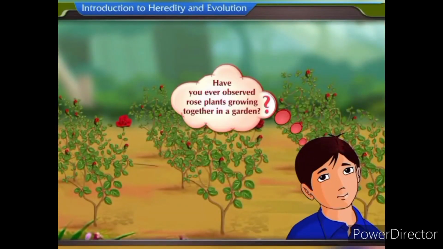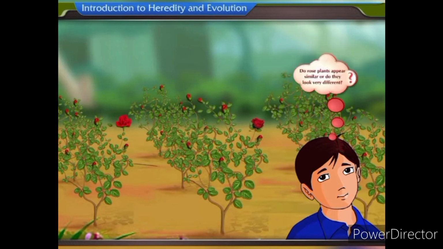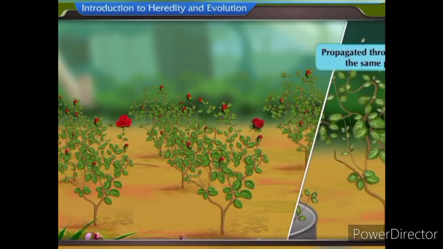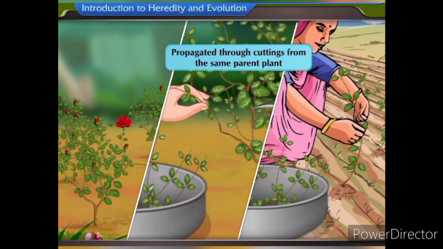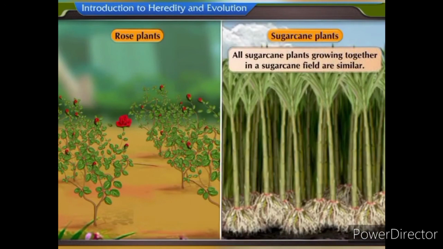Have you ever observed rose plants growing together in a garden? Do they appear similar or do they look very different? Well, when we observe the rose plants in a garden, all of them appear similar. This is because each of these plants is propagated through cuttings from the same parent plant. Similarly, all sugarcane plants growing together in a sugarcane field will also be similar.